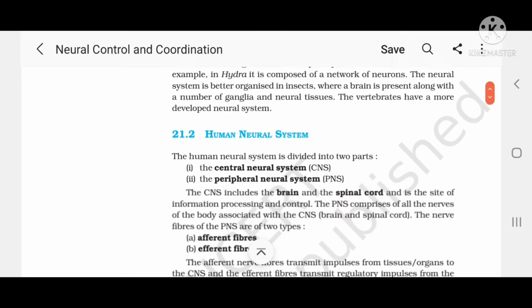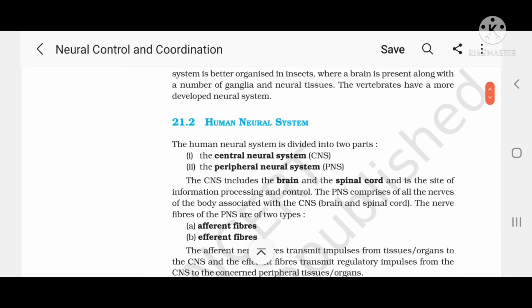21.2 Human Neural System. The human neural system is divided into two parts. First, the central neural system, CNS, and second, the peripheral neural system, PNS. The CNS includes the brain and the spinal cord and is the site of information processing and control. The PNS comprises all the nerves of the body associated with the CNS, brain and spinal cord.